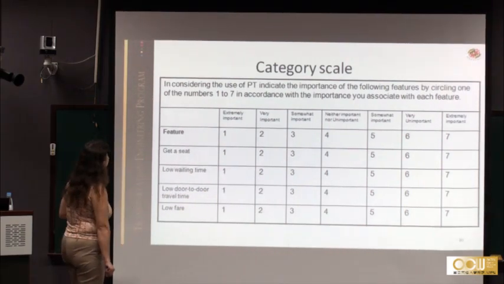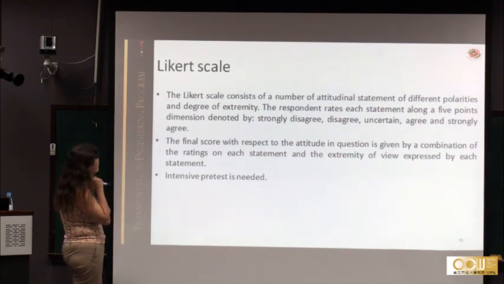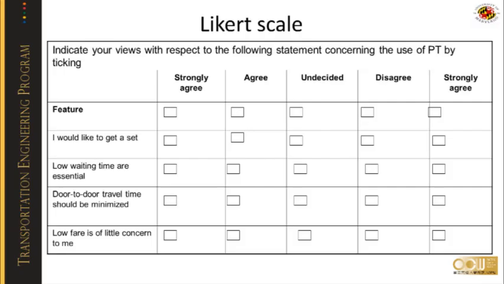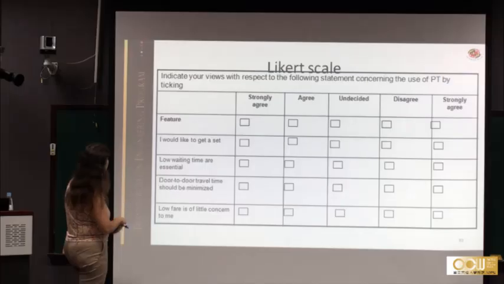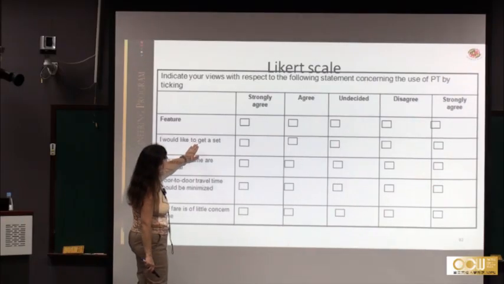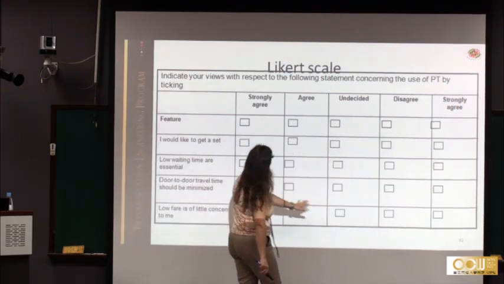This is about attitude. A Likert scale consists of a number of attitudinal statements, and the respondent rates each statement along a five-point dimension denoted by strongly disagree, disagree, uncertain, agree, and strongly agree. For example, this is the same as before, but instead of giving a rank, we give a Likert scale. So get a seat is important. So undecided, disagree or agree.